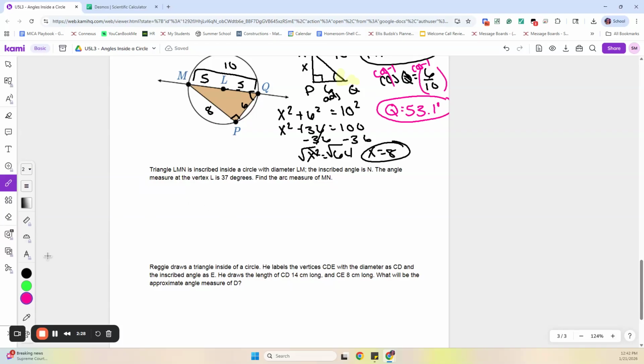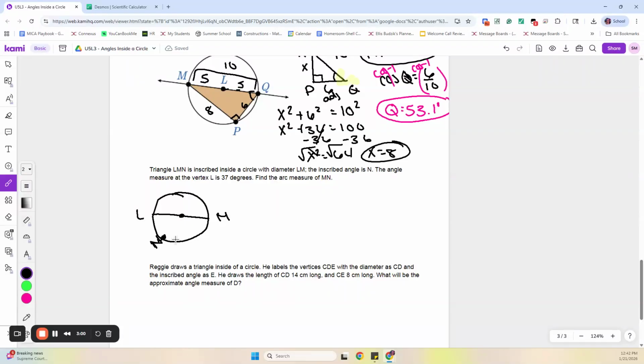Okay, so we got a circle. Let's draw out a circle here. Wow, that is not a circle. Okay, restart. We got a circle. A little bit better. We have a diameter of LM. So L to M. Then we have an inscribed angle, and that inscribed angle is N. So N is like over here somewhere on the circle.